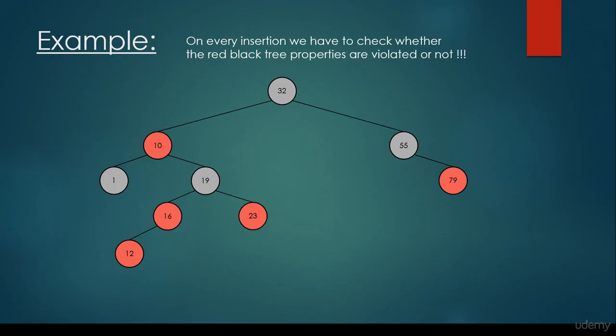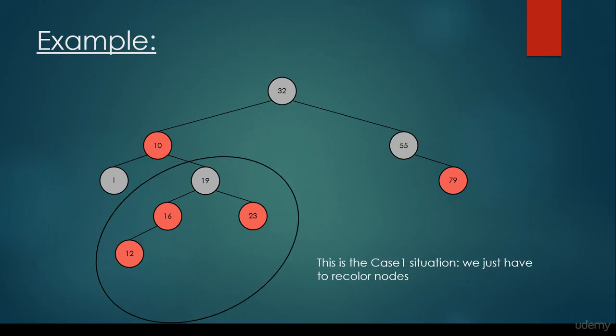And on every iteration we have to check whether the red-black tree properties are violated or not. So we come to the conclusion that in this case, the red-black properties are violated. The red node 16 has a single left child 12. So basically this is the case 1 situation. We just have to recolor the nodes like this.